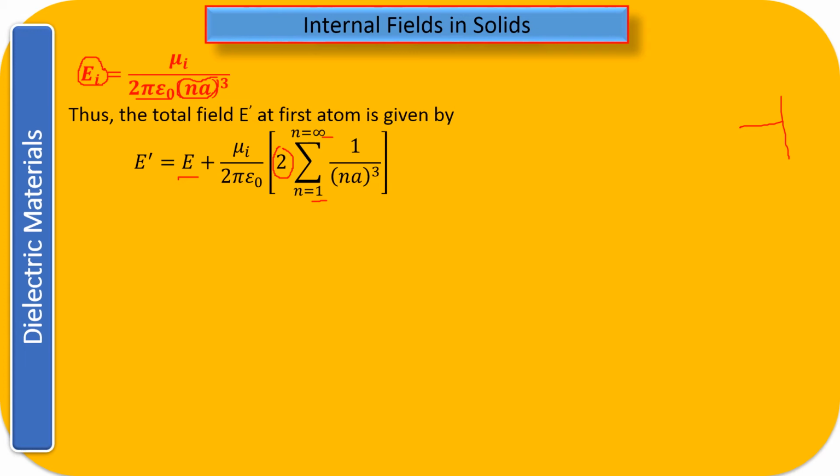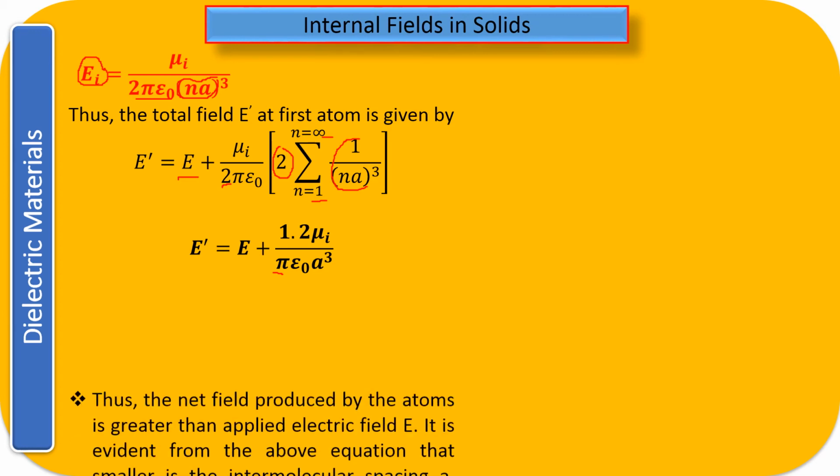So now let's do the simple calculation of this. Naturally this 2 and this 2, as you can see over here, will get cancelled, and let us write down the formula. So E dash, your total field, is equal to E plus, if you do the solution of this, 1.2 upon pi, mu I, epsilon naught A cube. So this will be the solution for this.